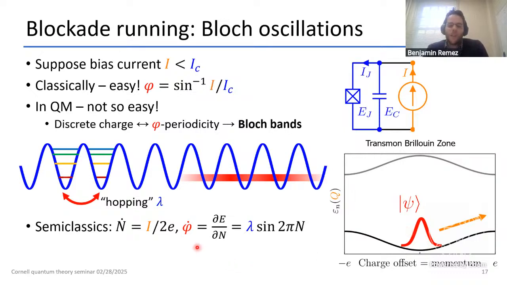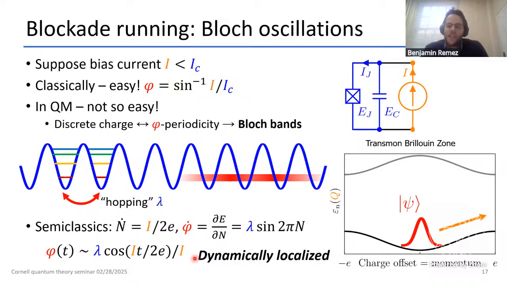And if you solve these classical equations of motion, what you find is that the phase will also oscillate, but the amplitudes of the oscillation go down the faster these revolutions are. And so you get a dynamical localization of the phase if you bias it with current.